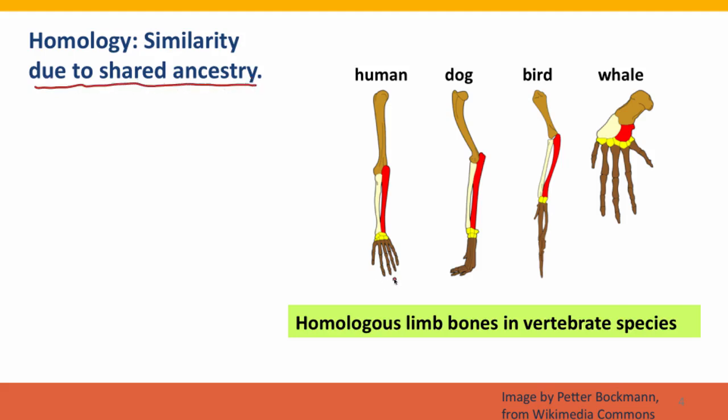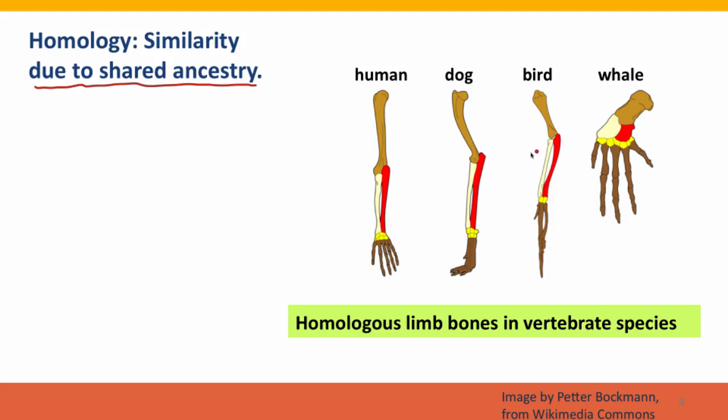So here are examples of the four limb bones of four different vertebrate species, starting with the human arm bone. And they've been colored to show up their similarities. So there's the upper arm bone is a big bone. Then the lower arm, our forearm, has two bones. Then there are the small bones of the wrist and the long bones of our fingers.